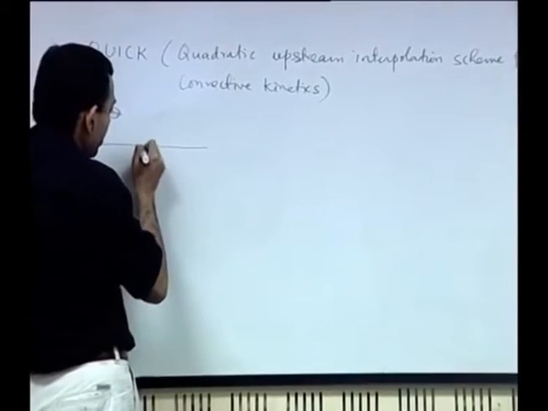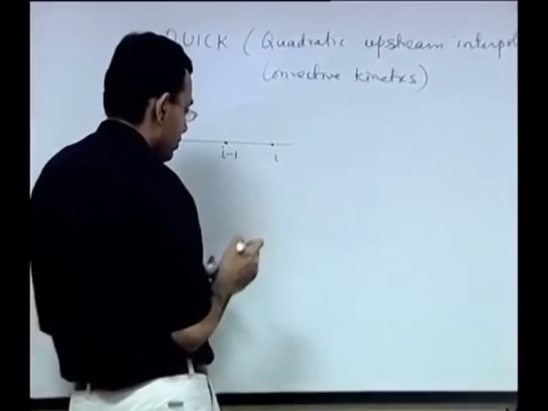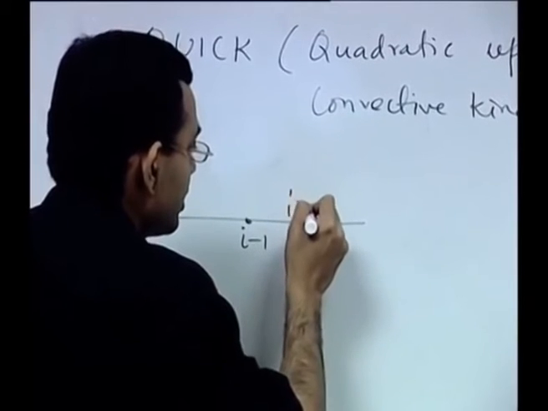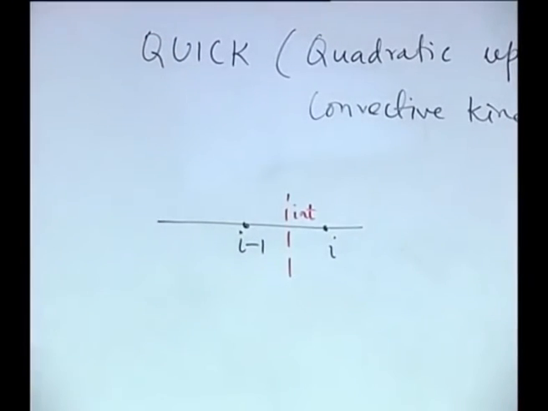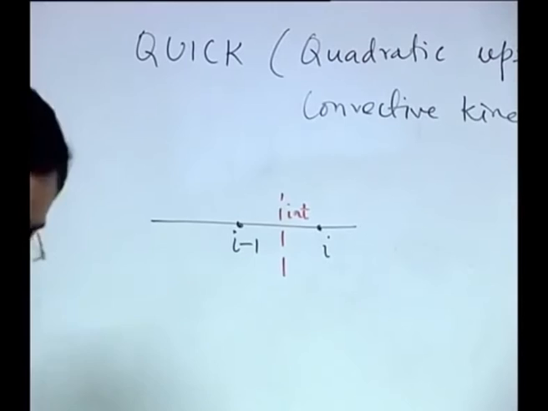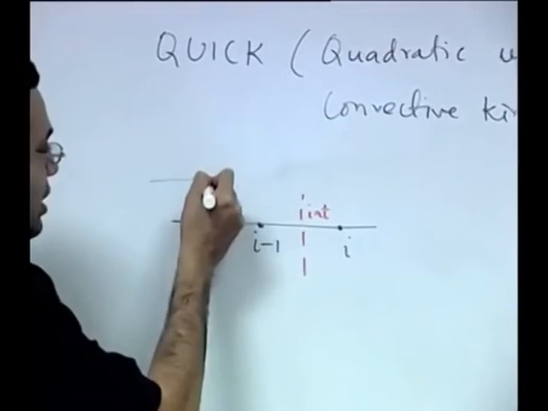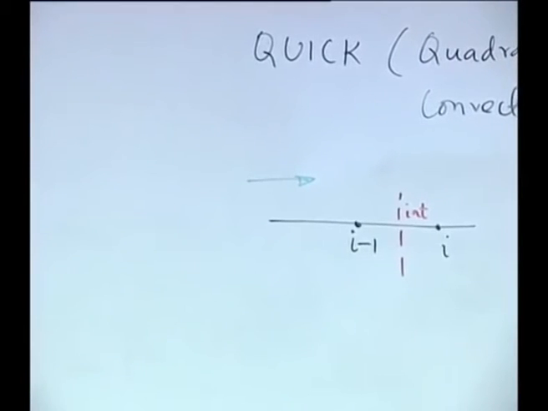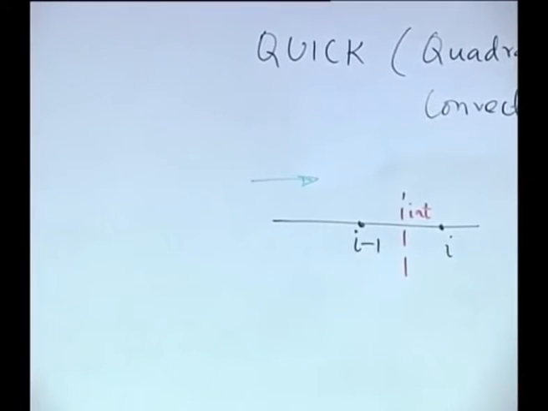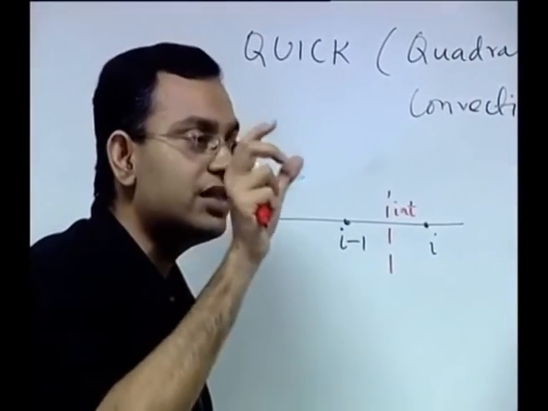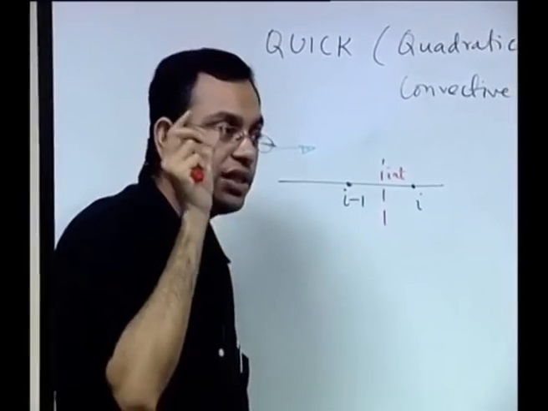if you have a grid point I minus 1 and a grid point I, and this is the interface where you are interested to calculate the flux, then what it takes is, if this is the flow direction, it considers a quadratic interpolation, that is a quadratic profile assumption, instead of a linear profile assumption. So, a linear profile assumption required how many points? 2 grid points, quadratic will require 3 grid points.